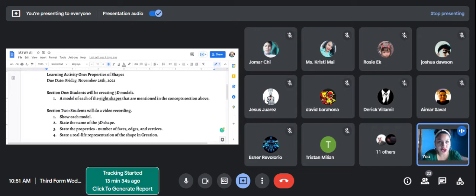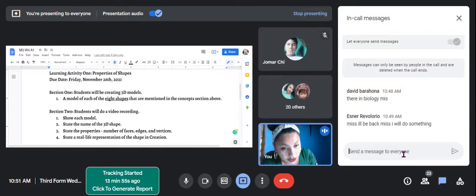We are not working with cube, cuboid, cone. We are not working with those shapes, only the shapes that were in the content. That's why I said it here in section 1, a model of each of the eight shapes that are mentioned in the concept section. So you have to go either to the PowerPoint or you go to content, week 4 content, and you take a look at what are the shapes that are there.